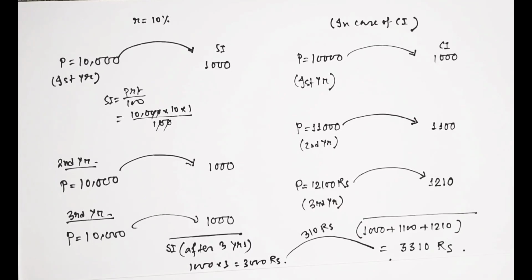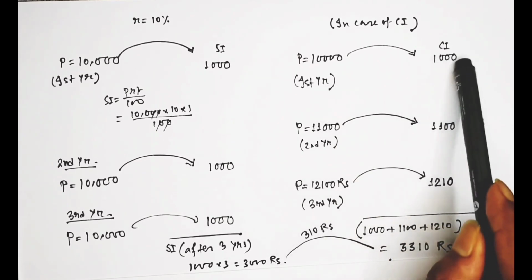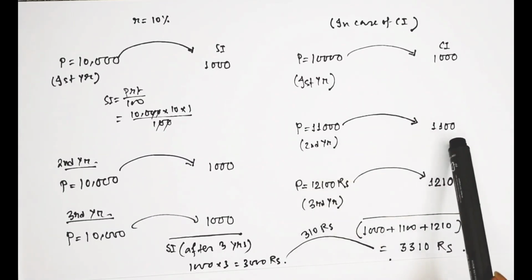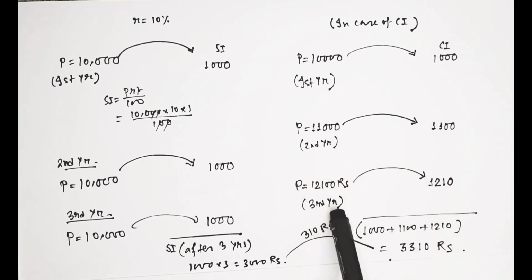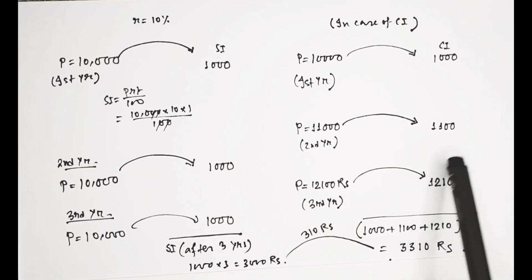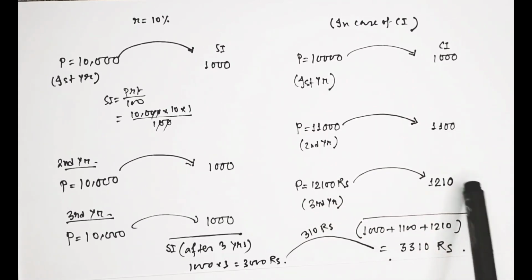This is nothing but the interest on interest we get in case of CI. We see that as the number of years is increasing, the CI in the consecutive years is also increasing. Here in the first year, the CI is 1000 rupees. Here in the second year, the CI is 1100 rupees. And in the third year, we get the CI as 1210 rupees. So the CI is increasing in every year. This is because the interest on interest is increasing continuously. That's why we get more amount in case of CI as compared to SI.